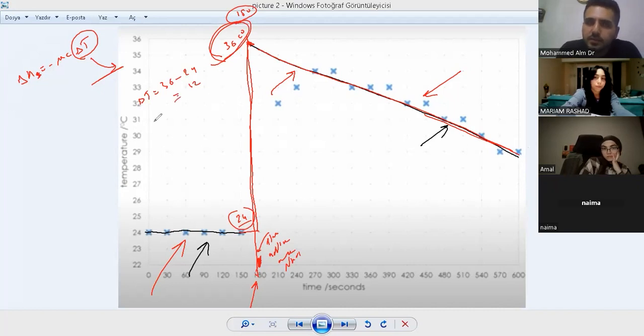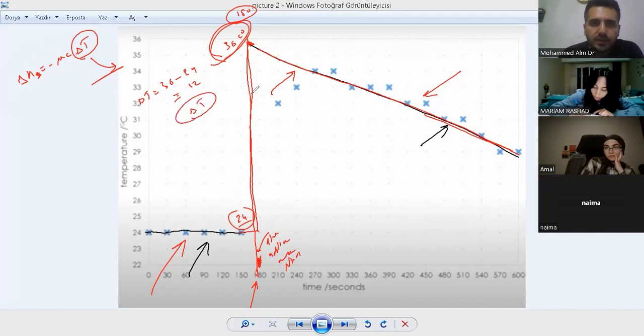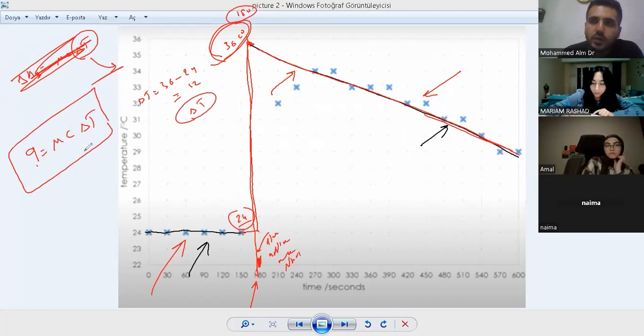We found delta T. Now, after we found delta T, do we have any question about finding delta T here? No questions. So, guys, here we use Q equals MC delta T. You have to be familiar with this. Whenever we have a question about enthalpy change, you will 100% need to use this formula: Q equals MC delta T. We don't have a negative sign here.